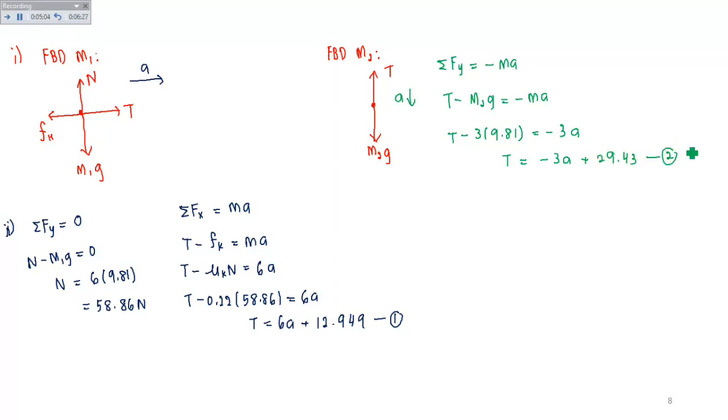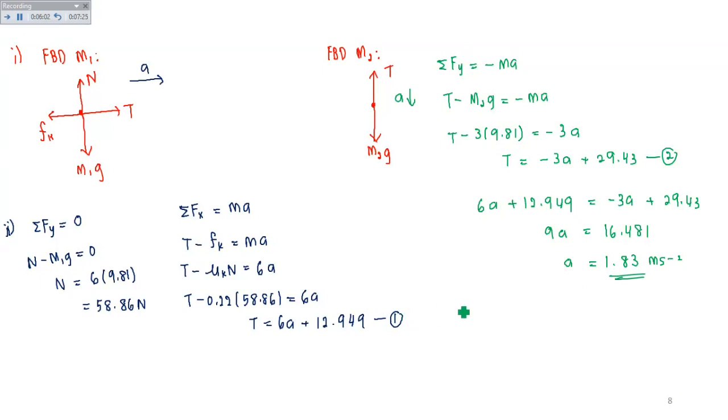Okay, so now kita samakan equation 1 equals to equation 2. So kita akan dapat 6A plus 12.949 equals to negative 3A plus 29.43. Okay, so it will be 9A equals to 16.481. So A equals to 1.83 ms^-2. Okay, alright. So kita dah dapat value of acceleration equals to 1.83 ms^-2.